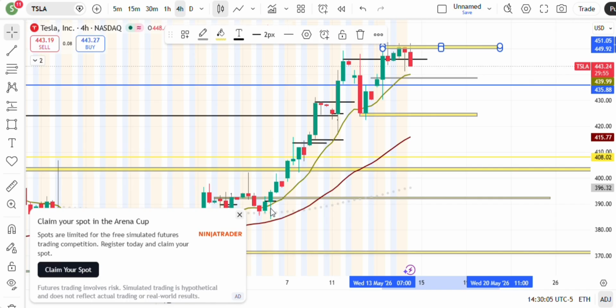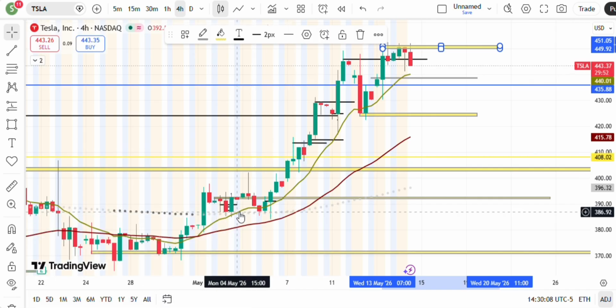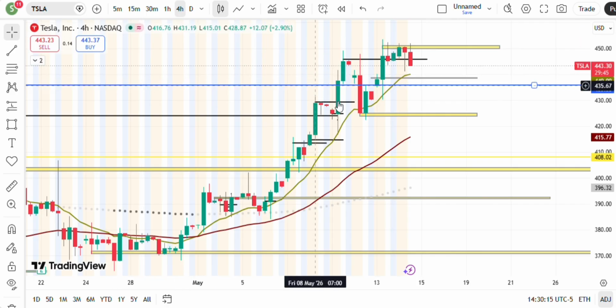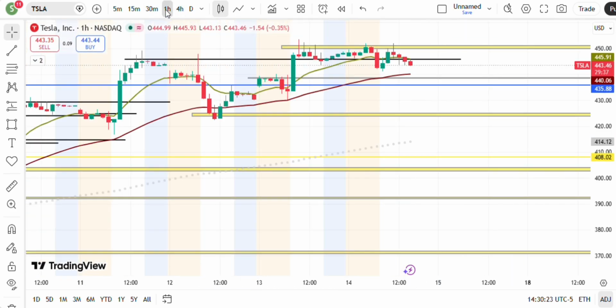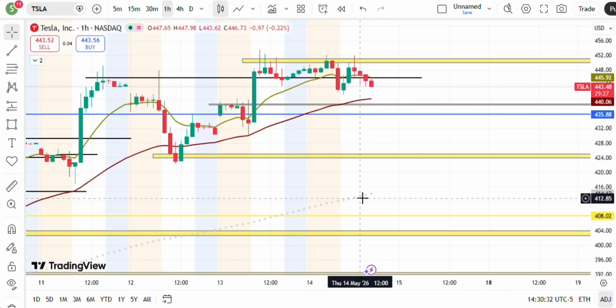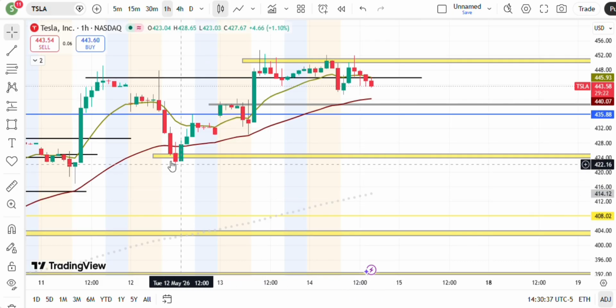Okay, now we established the range. Now we want to go to the 1 hour. Look, previous lows, previous high. Now click down to the 1 hour. I'm making it as simple as possible for you to grasp what I'm trying to get across, so that it can resonate, so you can apply this and utilize it on the daily.